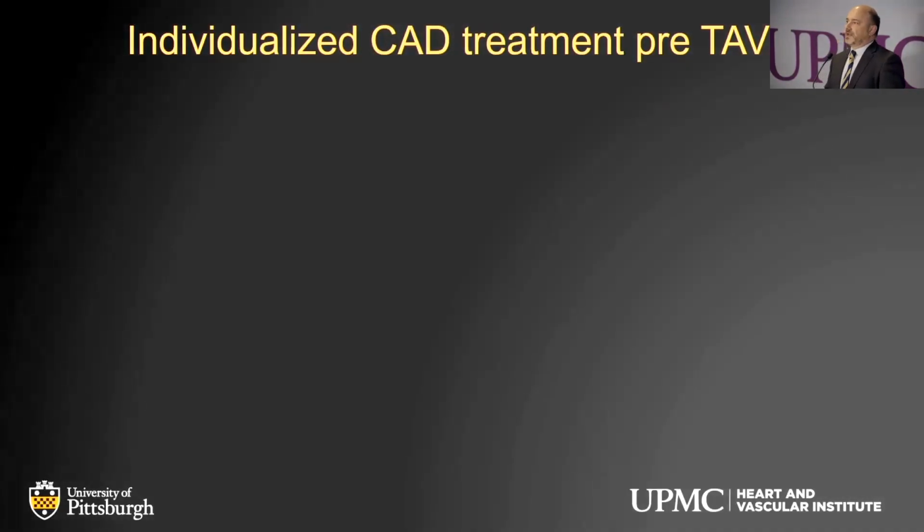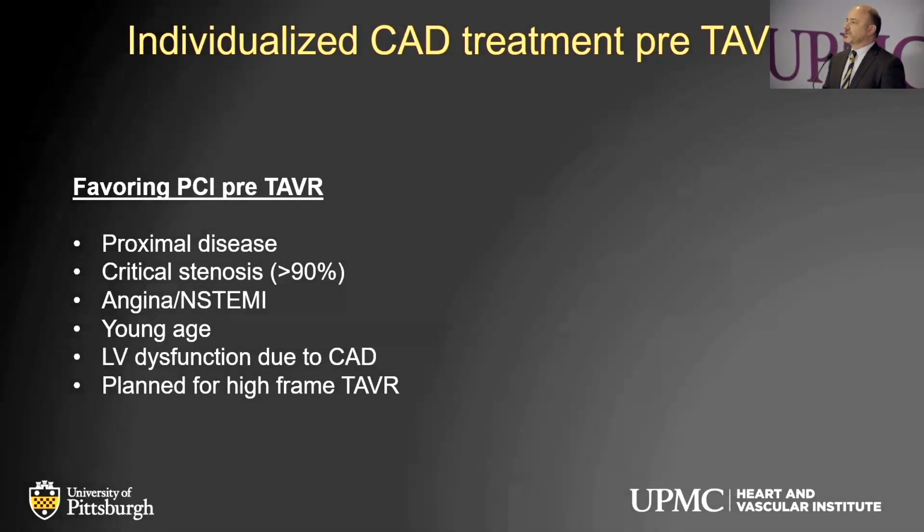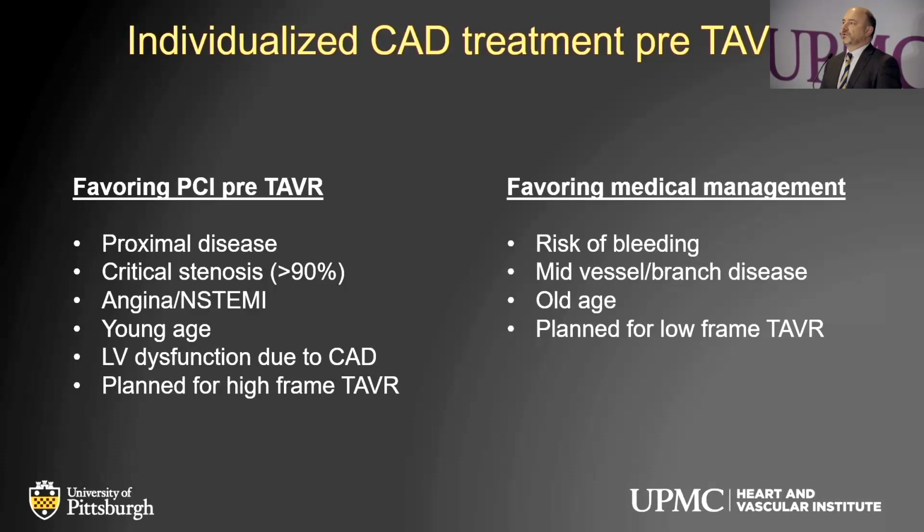It's a little more nuanced than that, right? So we individualize treatment in patients pre-TAVR. If you have somebody who has proximal disease, like our patient, critical stenosis, more than 90%, not the 70% that's maybe iFR positive, if they have unstable presentation, a younger age, LV dysfunction due to CAD, although this is probably taboo now, or plan for what is called now high frame TAVR, as opposed to patients in which medical management is favored: patients with high risk of bleeding, mid-vessel, branch disease, old age, and planned for low frame TAVR. And I'll show you what that is.